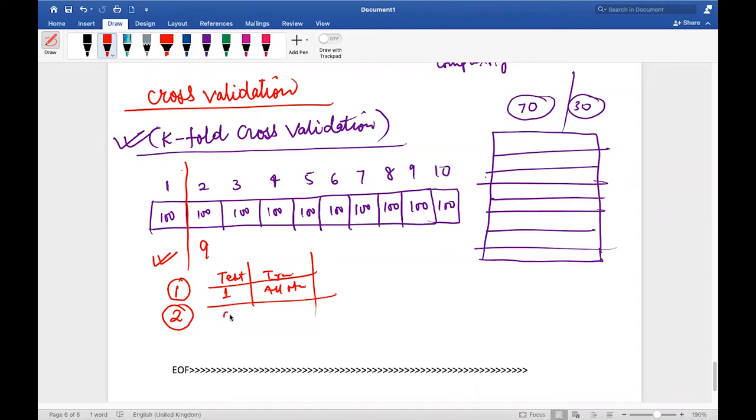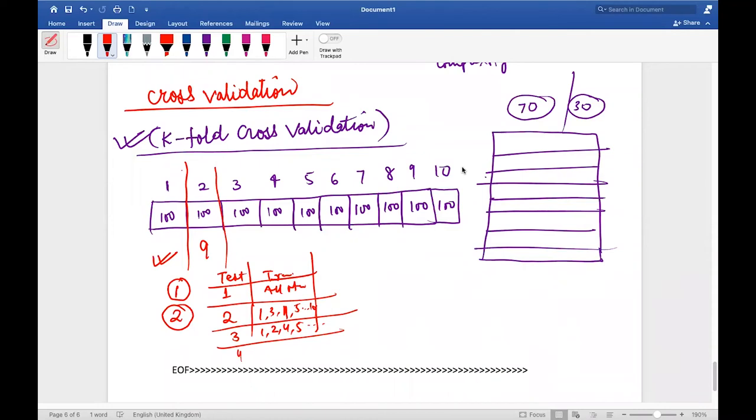In the next iteration, I use the second fold for testing and all others, including the first, for training: 1, 3, 4, 5 up to 10. Third for testing, 1, 2, 4, 5 up to 10 for training. Fourth for testing, 1, 2, 3, 5, and so on. So one fold for testing, all others for training. In that way, I'm constantly training the model on n minus one folds and testing the model on the left out fold. Understood?